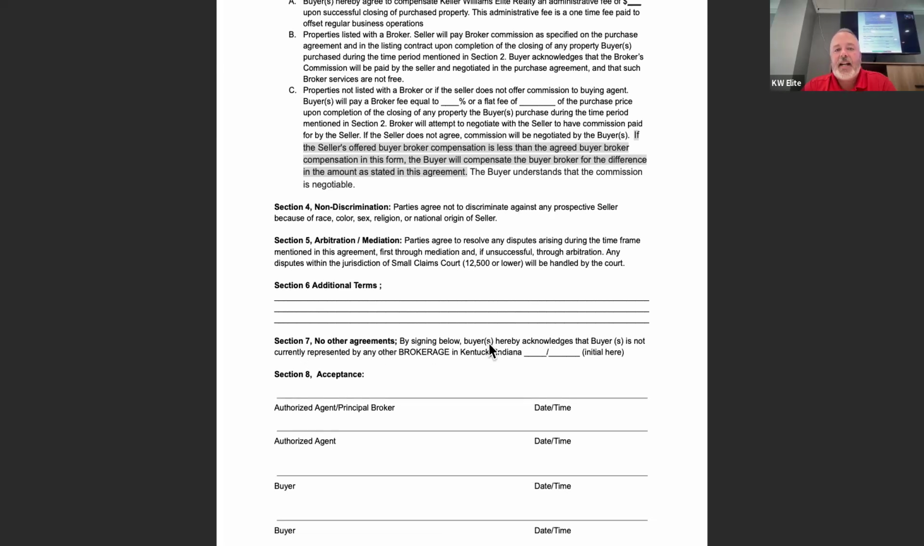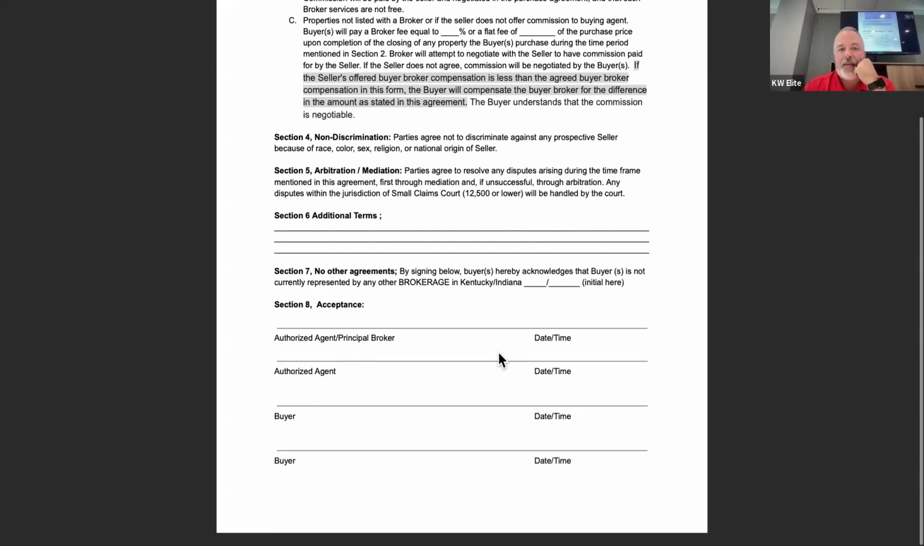So basically, by signing below, the buyers hereby acknowledge the buyer is not currently represented by any other brokerage in Kentucky or Indiana, because those are the states we serve. And then the buyer has to initial here. So we put this in place in hopes that people wouldn't be going around signing 50 buyer's agent agreements with everybody. This is an exclusive buyer agency agreement. It means you're working exclusively. They are hiring you exclusively to represent them in a house, not hiring 10 different agents. So we put that in play in order to hopefully supersede any other previous agreements. And then everybody signs at this point.